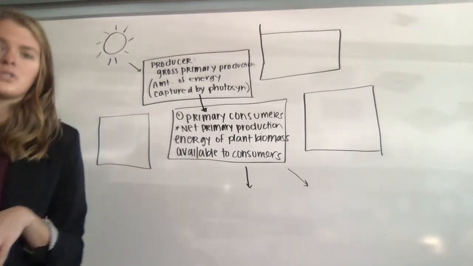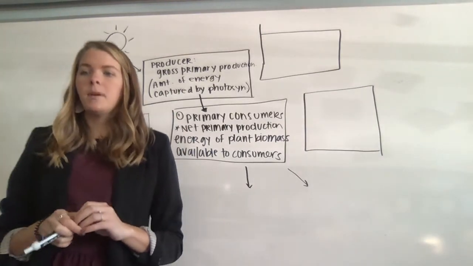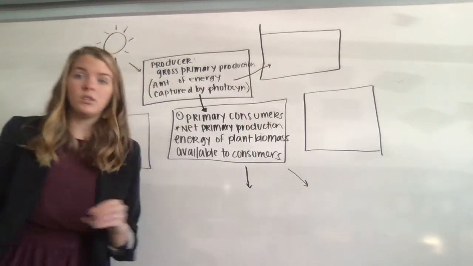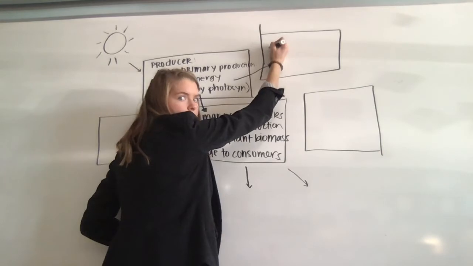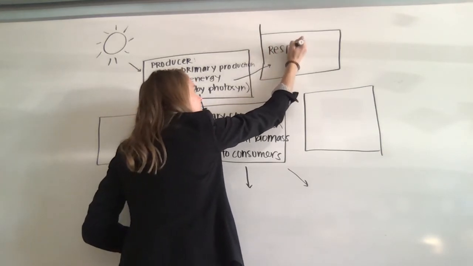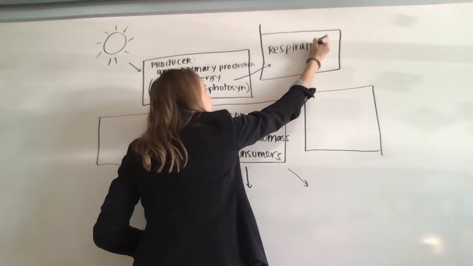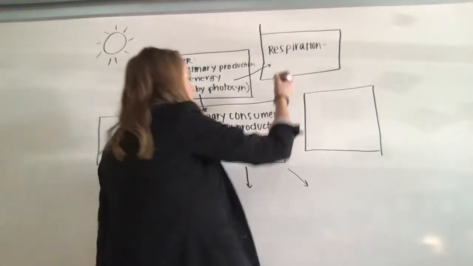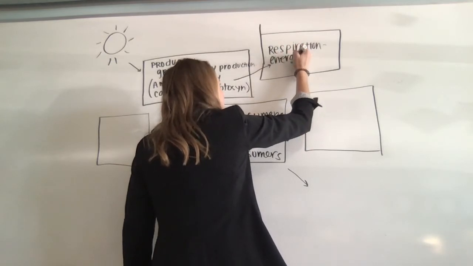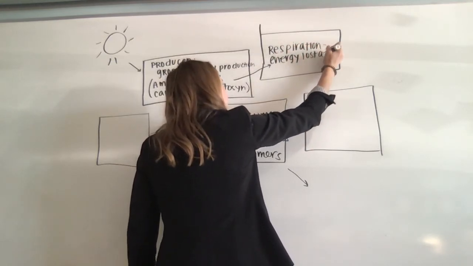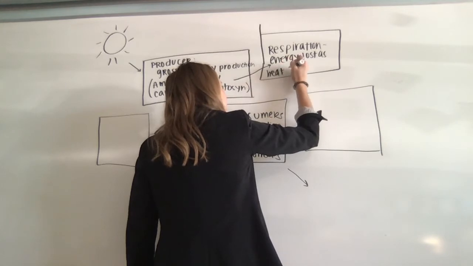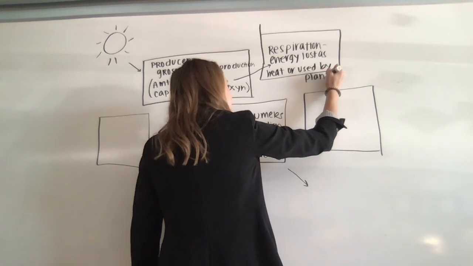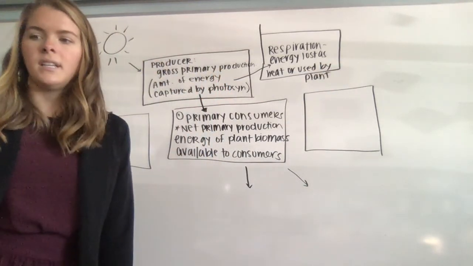However, this energy can also go to different places. It might be used by the plant. So some energy might be lost as respiration. Respiration, so basically like breathing, or used by the plant. So respiration is energy lost as heat and used by the plant.